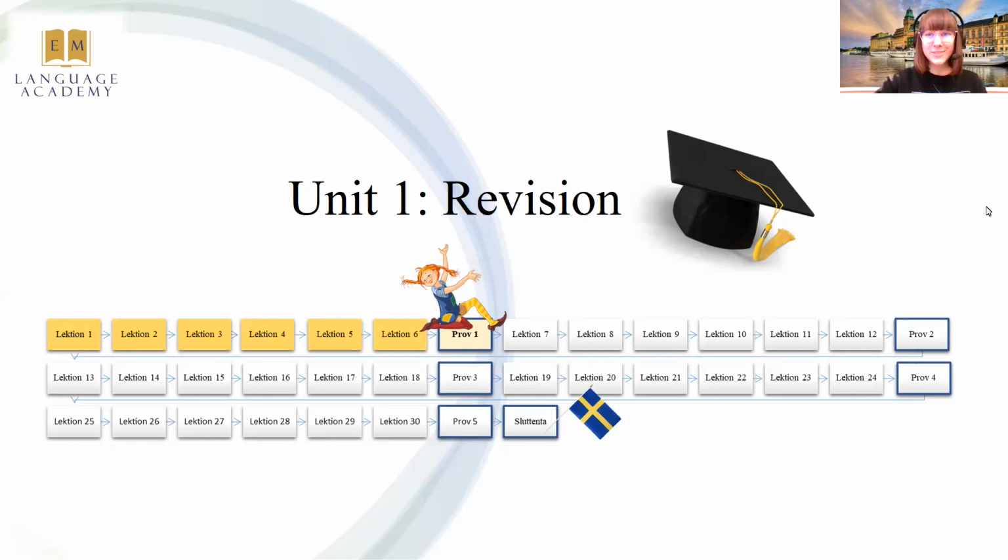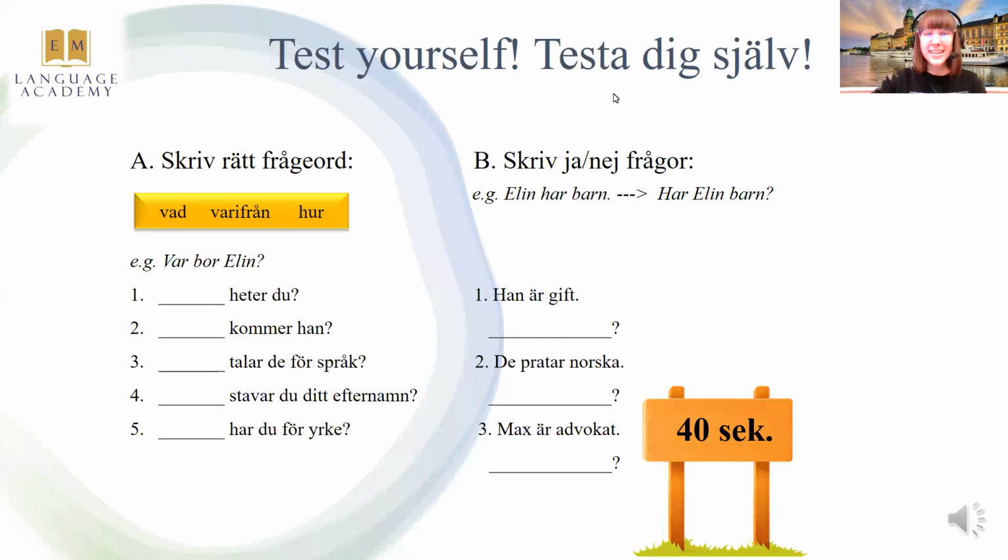But first things first, the exercises, right? So let's get to the very essence of this lesson, right? The exercises. Test yourself, or testa dig själv, right? So first of all, we have 2 exercises, A och B. Exercise A is quite simplistic. What we have to do is to fill in the gaps with the correct question word. There are only 3 question words that we have to choose from. That is var, varifrån, and hur, right?